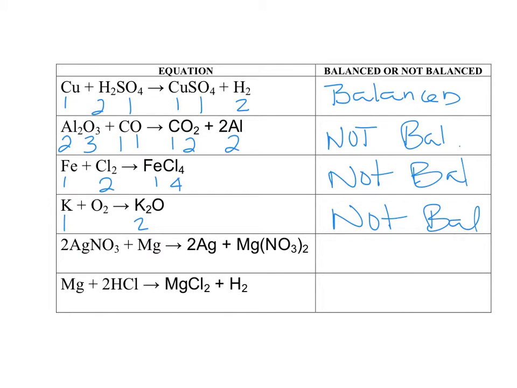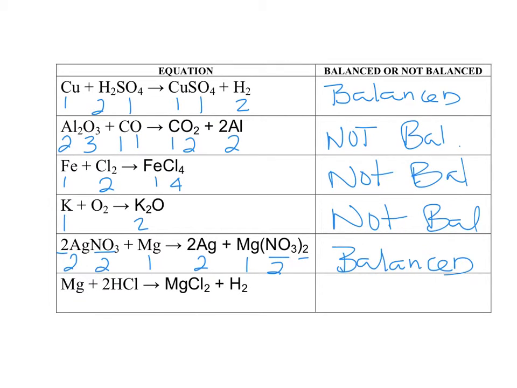Let's look at the next example. I have 2 Ag, which is silver, and I have 2 Ag over here. That's balanced. Let's do Mg first. I have 1 Mg over here and 1 Mg over here. I have 2 units of NO3, so that's 2. And over here, I have 2 units of NO3, so that's 2. So this is a balanced equation.